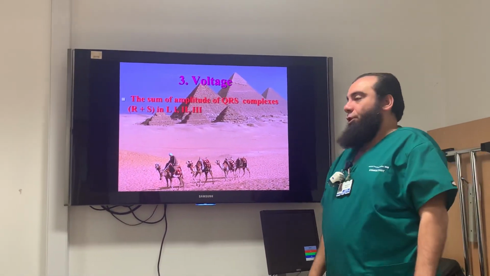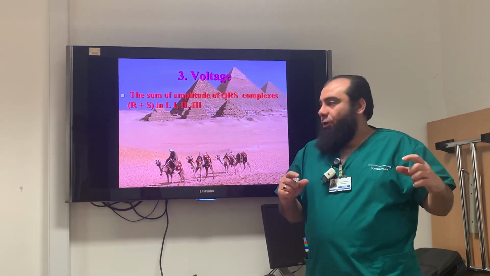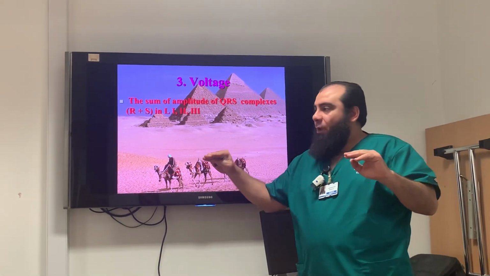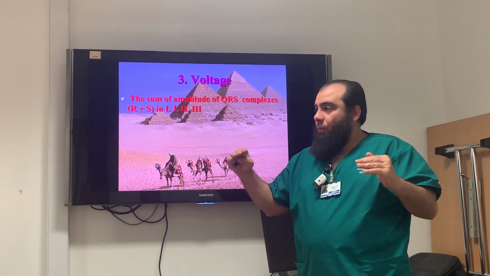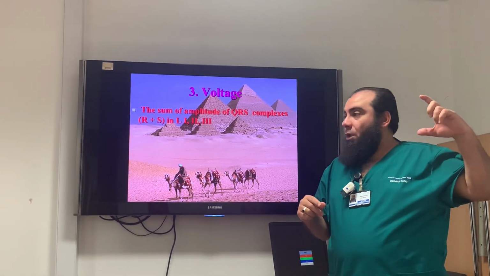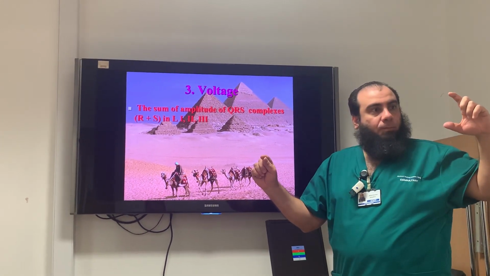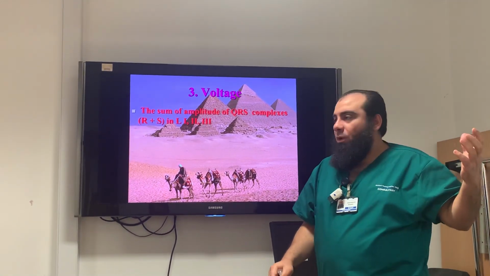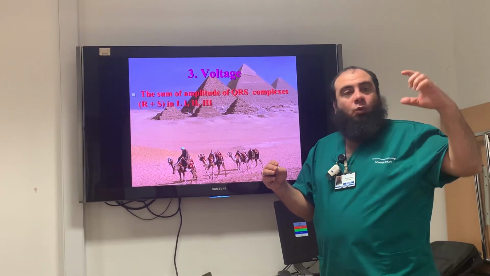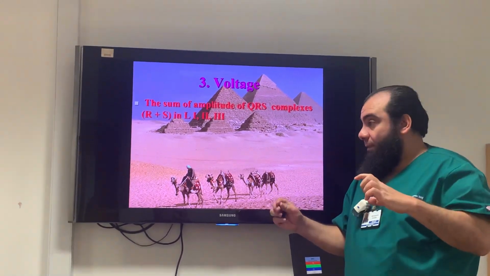So I'll start with the voltage. What does voltage mean, and how can we assess it? As we agreed before about the ECG strips, horizontally we assess the time, and vertically we assess the voltage and amplitude of each cardiac activity. So to determine if the ECG is normal voltage or low voltage, we need to calculate the QRS complex amplitude in particular leads.